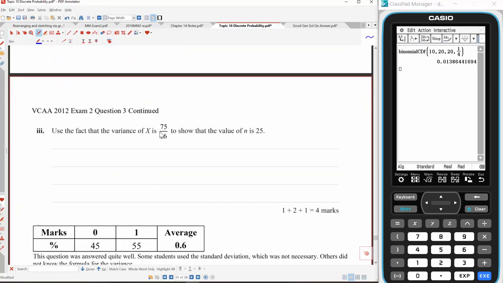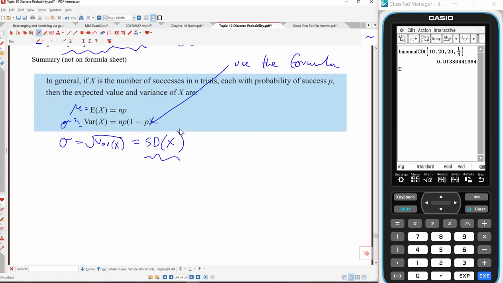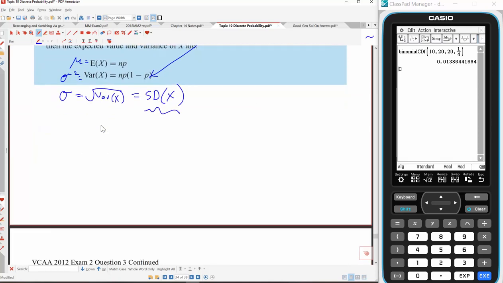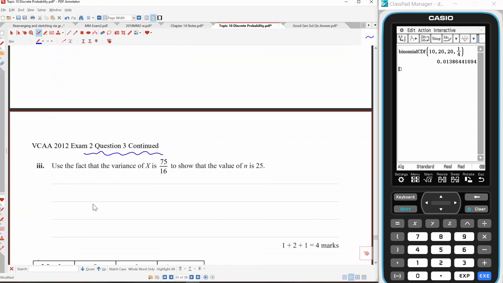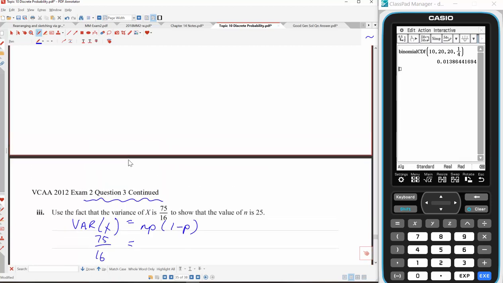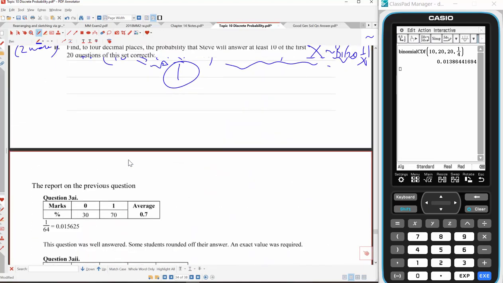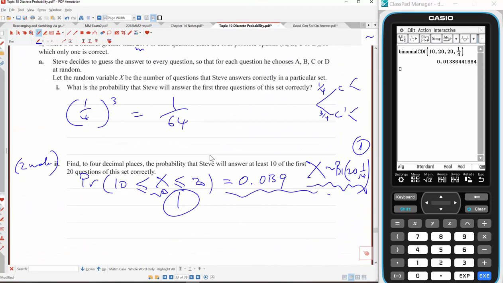All right, use the fact that the variance of X, so this is from the 2012 exam 2 question 3 continued. Use the fact that the variance of X is equal to 75 on 16 to show that the value of n is 25. So the variance, we're going to use this formula here, which is np(1 - p). So Var(X) is equal to np(1 - p), and the variance is equal to 75/16. Now, p was the probability of success, and that was a multiple choice question, so it was 1 in 4.